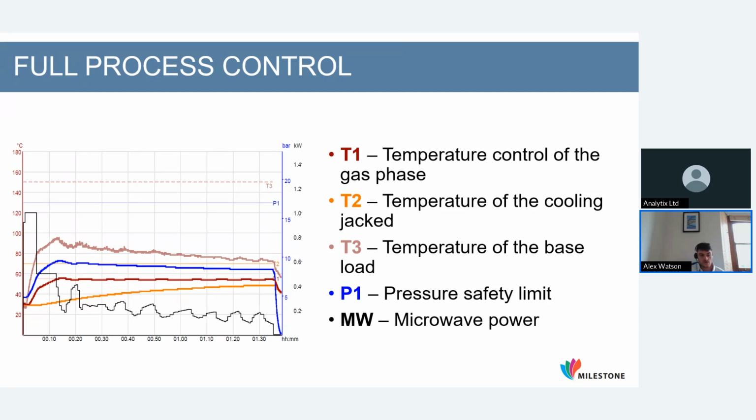In this run, as we're working at quite a low temperature, we never actually hit the temperature at which the chilling jacket would kick in and cool this down. So it just continuously rises throughout the run. If it did go any higher, the cooling jacket would kick in and bring it down to room temperature. We then have T3, which is the temperature of our base load.